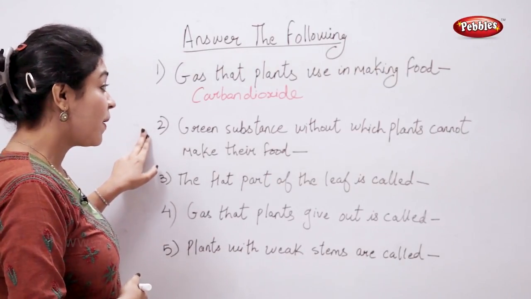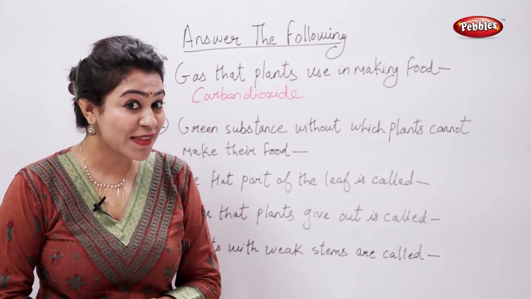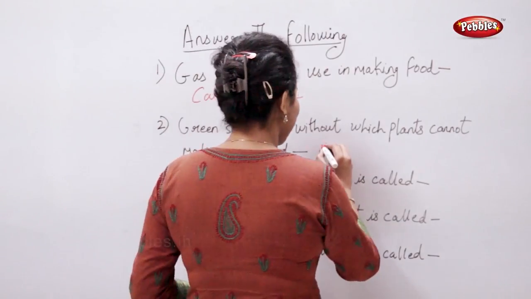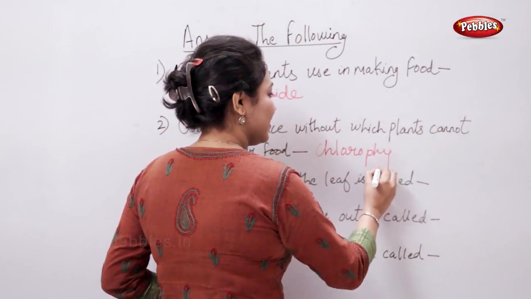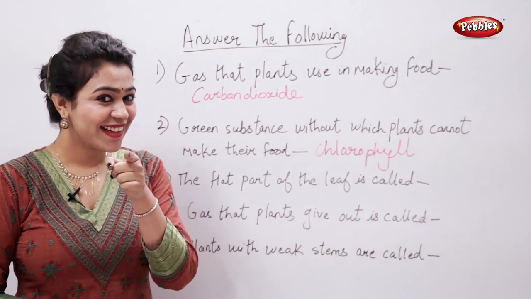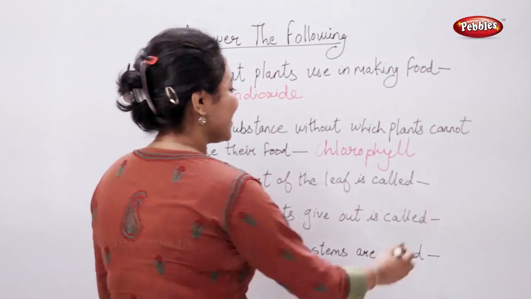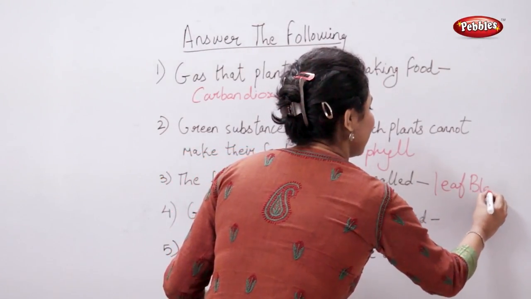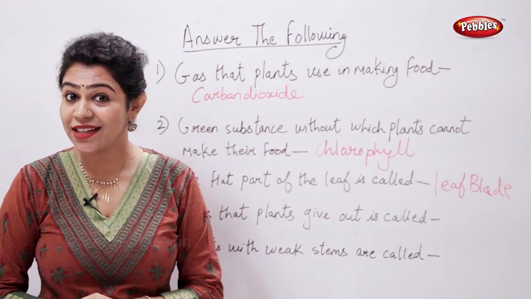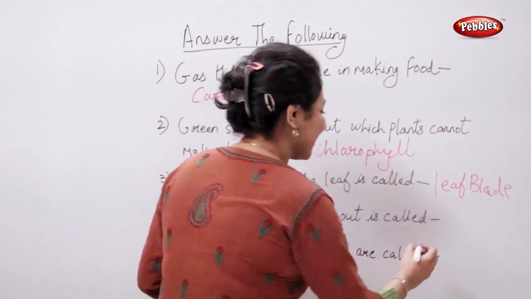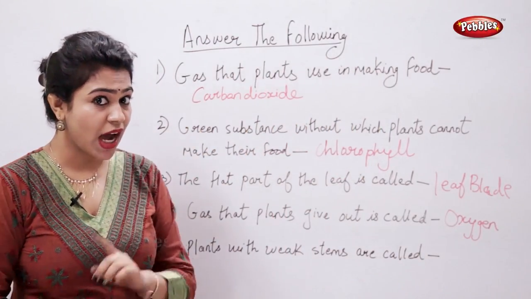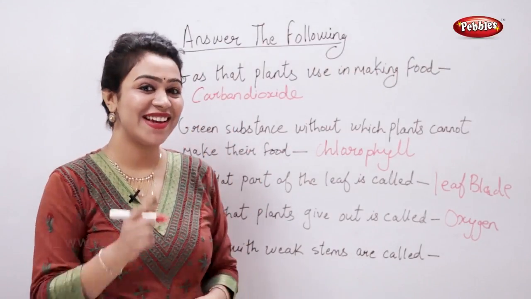Green substance without which plants cannot make their food. Which is that substance? Tell me. Yes, that's chlorophyll. The flat part of the leaf is called? Is that leaf blade? Yes. Gas that plants give out is called? Oxygen. Such an easy answer. Plants with weak stems are called? Climbers. Right.